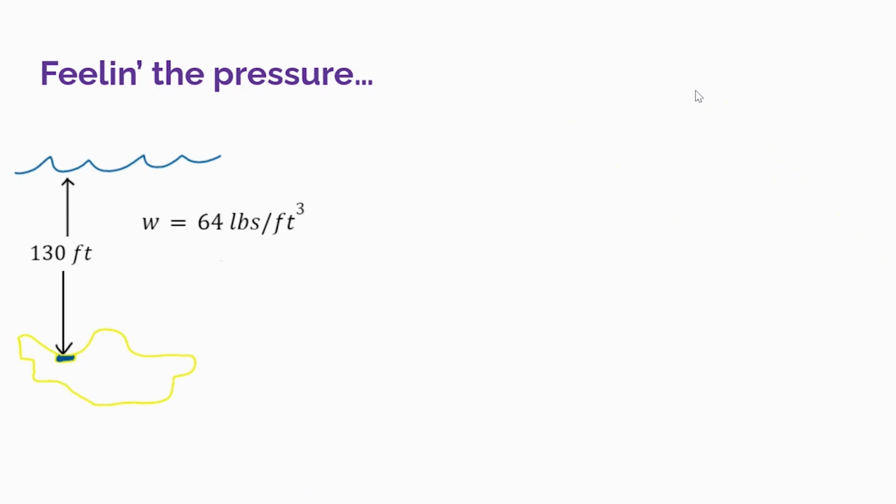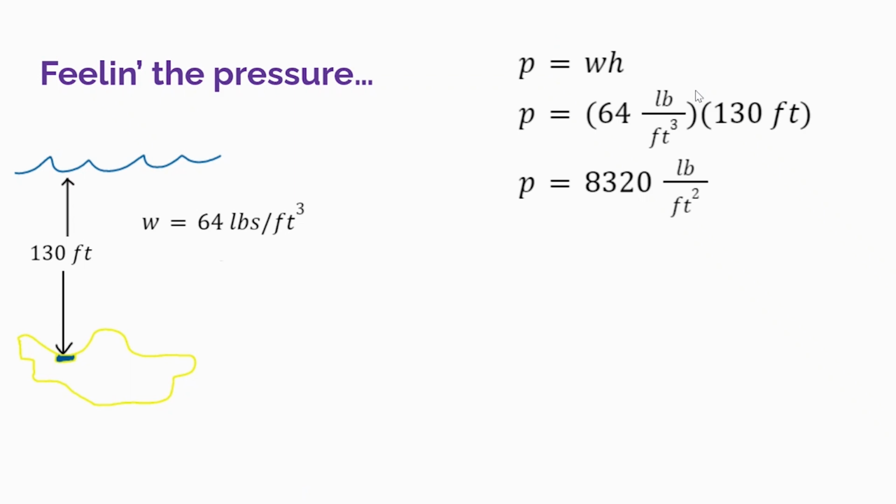So let's use the physics formulas that we just learned to find the pressure and force exerted by the liquid, or the ocean, when our submarine is 130 feet under the surface of the ocean. Also, we know that our weight density of the surrounding seawater is 64 pounds per cubic foot. Plugging this into our pressure formula, we get that our window is experiencing 8,320 pounds per foot squared of pressure.